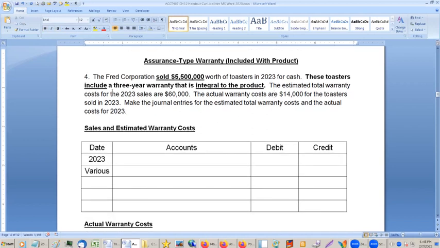The estimated total warranty costs for 2023 were $60,000 for the sales. The actual warranty costs are $14,000 for the toasters. Journal entries for the total costs and the actual costs.